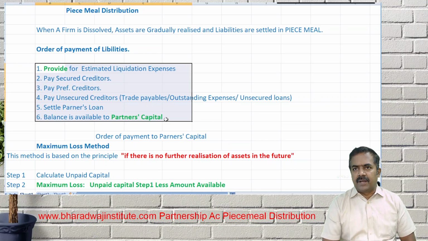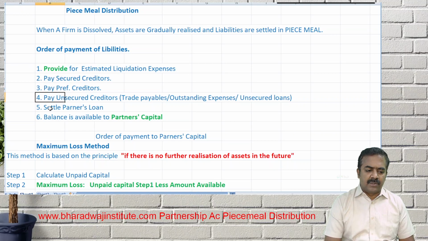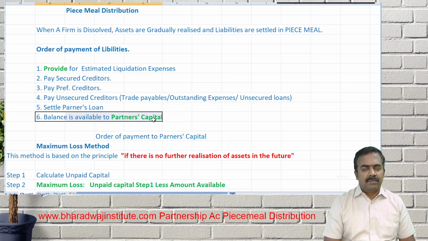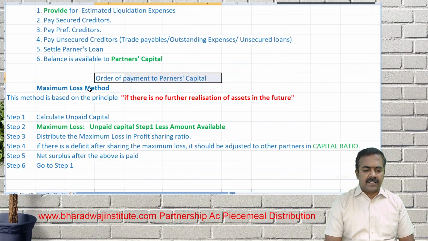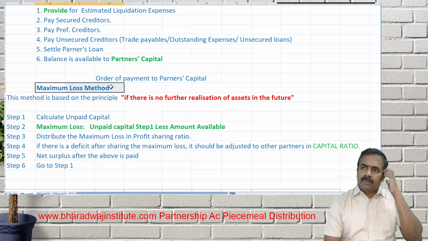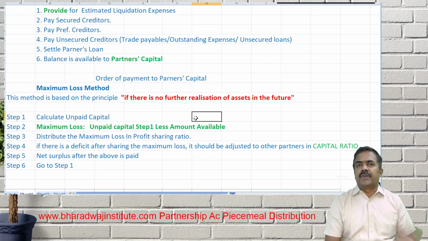You provide estimated liquidation expenses, pay the secured creditors, preferential creditors, unsecured loan, settle partners' loan, then the balance is available to pay whom? Partners' capital. Then what is the order of payment of partners' capital? We followed which method? Maximum loss method. This method is based on the principle that if there is no further realization, the partners will lose the money.